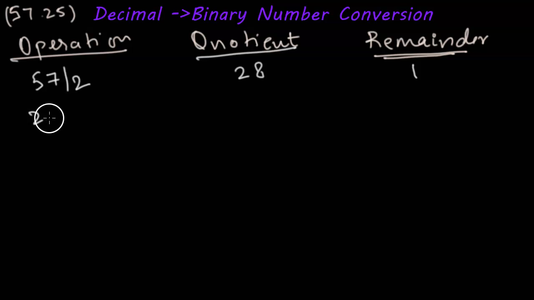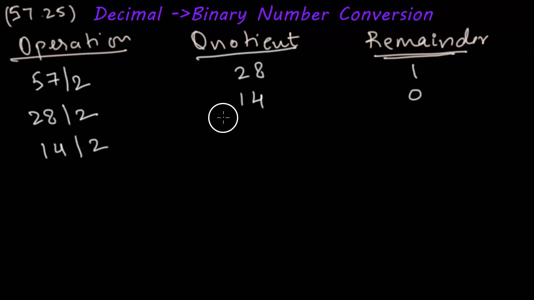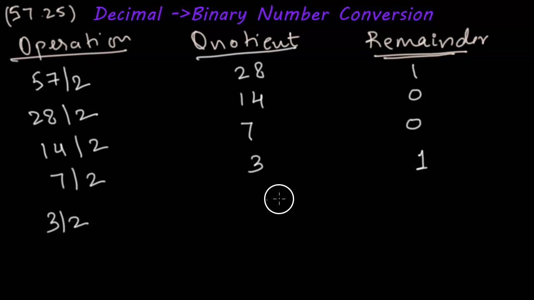Now further, 28 divided by 2 is 14, and now my remainder is 0. Moving forward, 14 divided by 2 is 7, and my remainder is again 0. 7 divided by 2, we have 3, and my remainder is 1. Now 3 divided by 2 gives 1, and my remainder is 1. Now, we will still go further. We have 1 divided by 2, which will give me 0 and remainder 1.